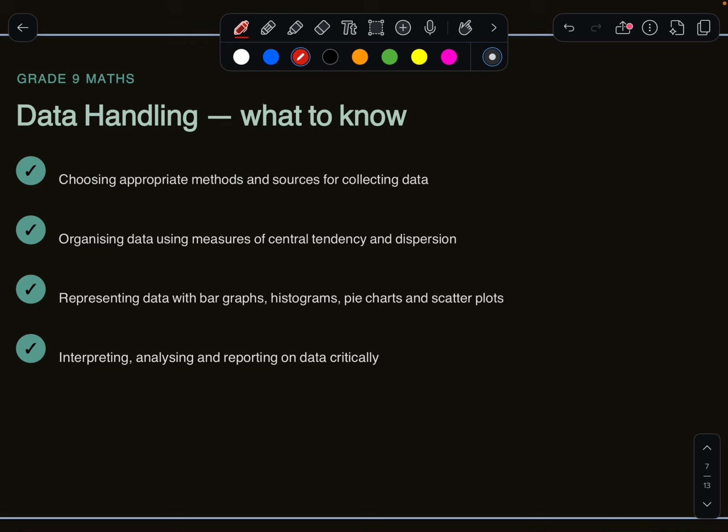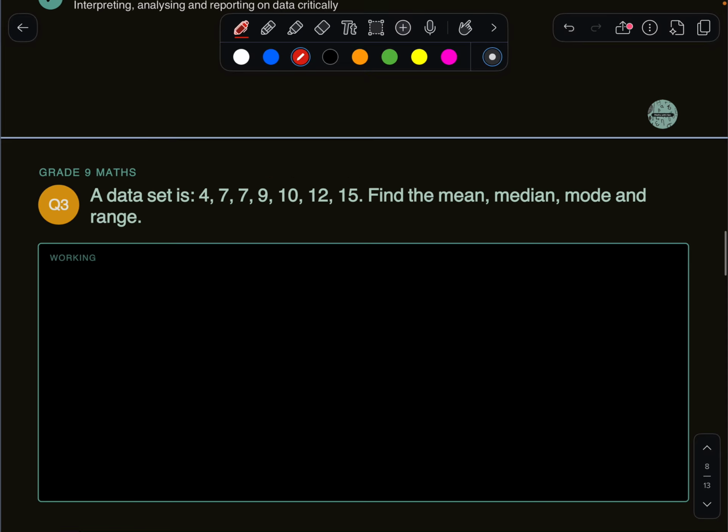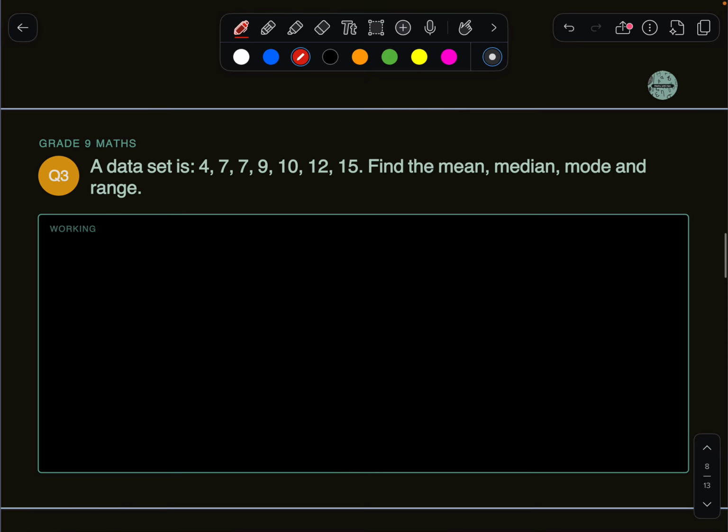So lots of these you've already seen before in grade 8, from grade 4 already, you've been doing this sort of stuff. And then interpreting, analyzing, and reporting on data critically. So an example of a question in this section would be, a data set is this. Find the mean, median, mode, and range. So you need to know these definitions. They're not going to give these to you.